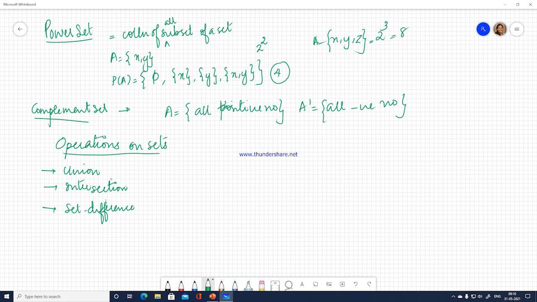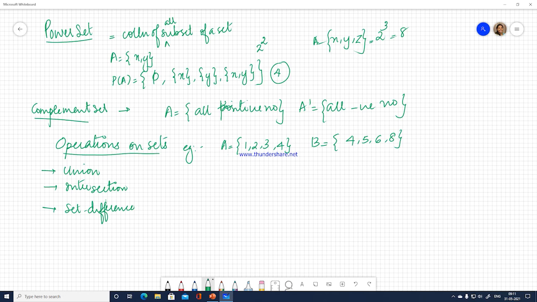So we have union, intersection and set difference. Let's consider this with an example. Let A equal 1, 2, 3, 4 and B equal 4, 5, 6, 8. For example, you have given a set A, 1, 2, 3, 4, and B, 4, 5, 6, 8.